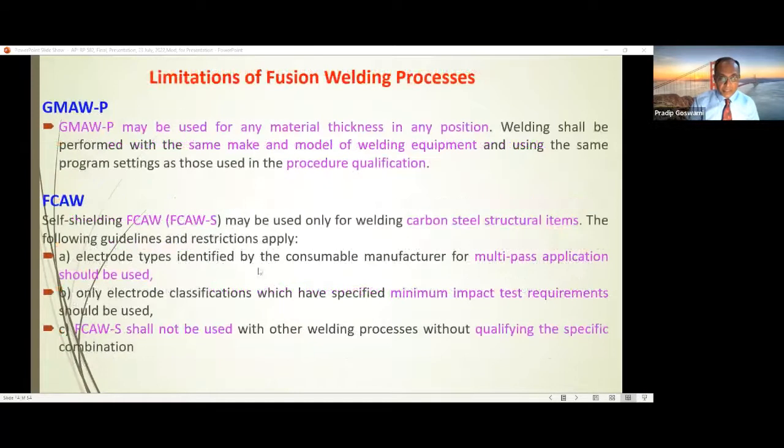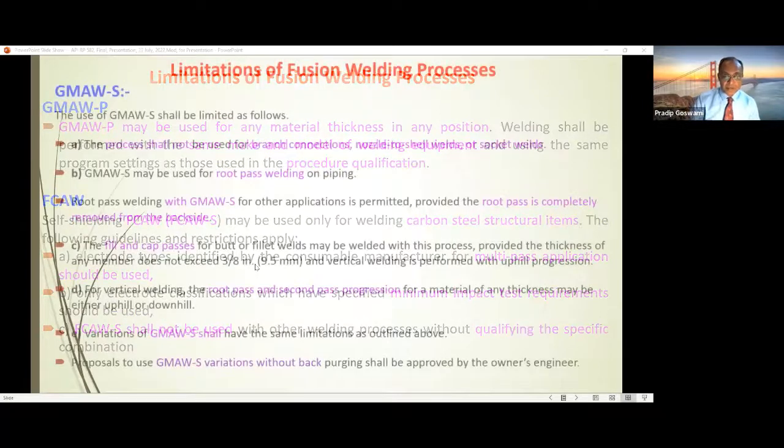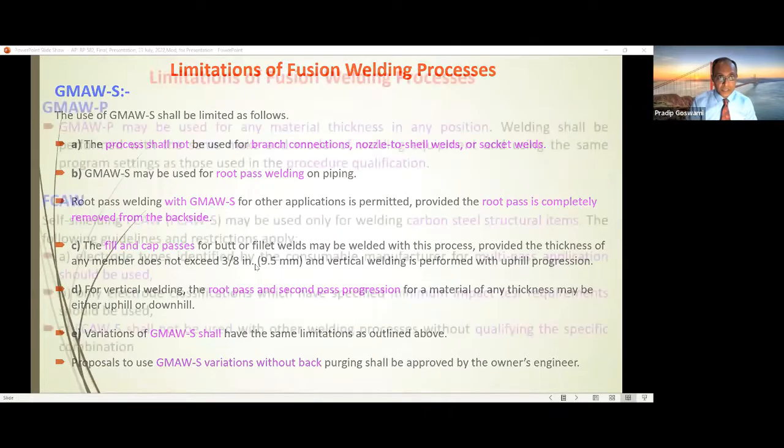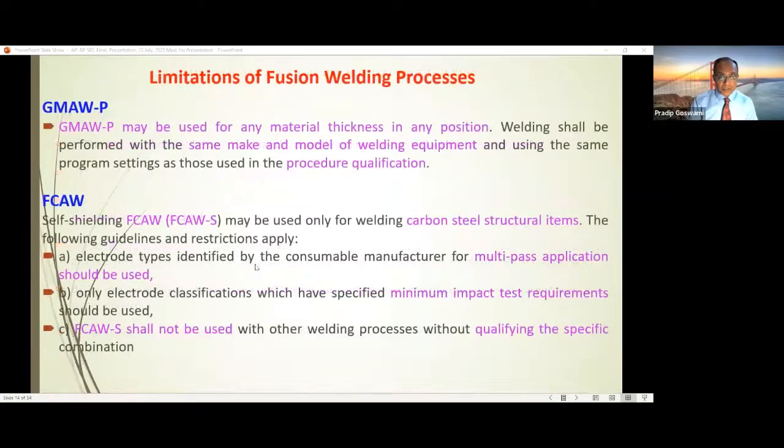GMAW-S, or short circuit GMAW, generally is not a very conducive process for production welding, but it is very popular for thin wall pressure vessels, and that is why RP 582 allows this with certain restrictions.